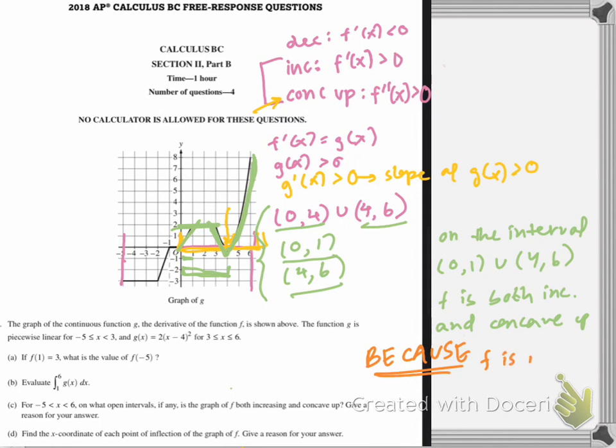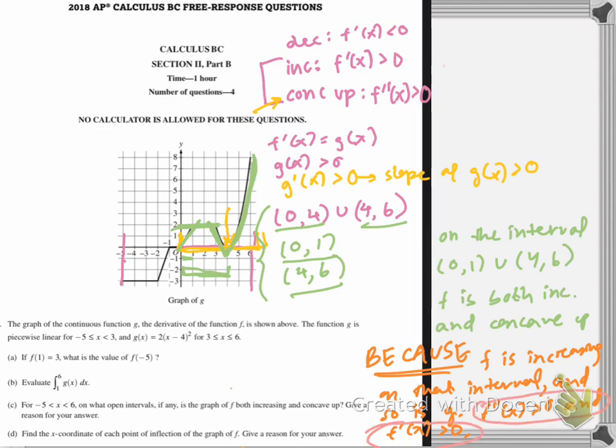f is increasing on that interval, or let's say f and g are both increasing. So f is increasing, and so is g, which means f and f prime are increasing, meaning that f double prime of x is greater than 0 and f prime of x is greater than 0. So you don't really have to say f and g are both increasing, but you do need to say f double prime of x and f prime of x are both greater than 0 and specify that because you need that justification. It's on the rubric for the grading.